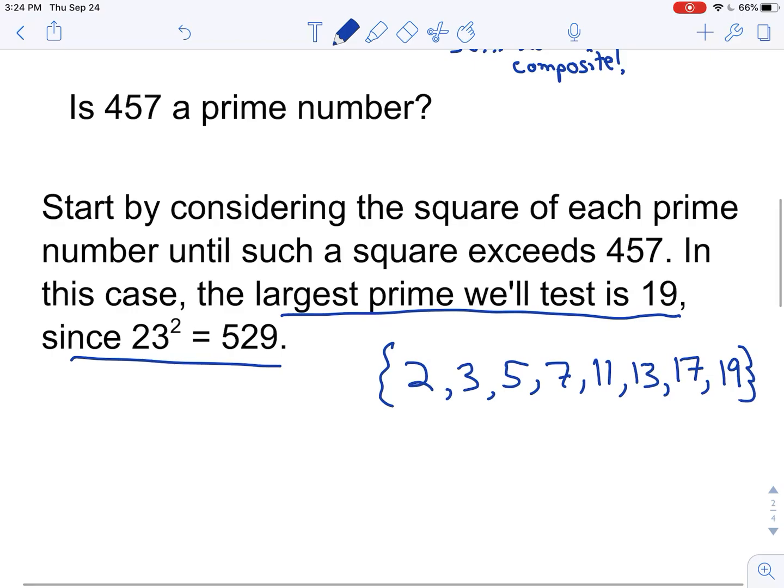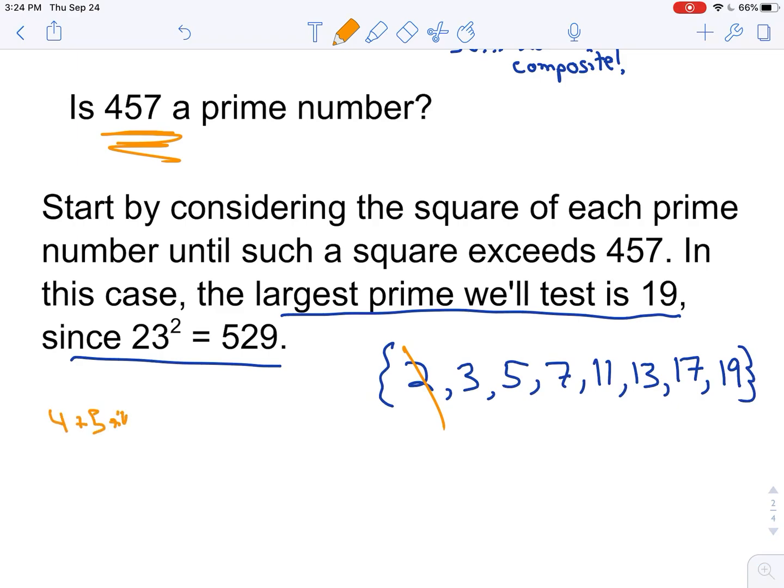Looking at 457 here, it's pretty clear that it's not going to divide by 2. It's not an even number. 4 plus 5 plus 7 makes 16. Wait a minute, that's not going to divide, so I know it's not going to divide by 3. It doesn't end in a 5 or 0, so it's not going to divide by 5.